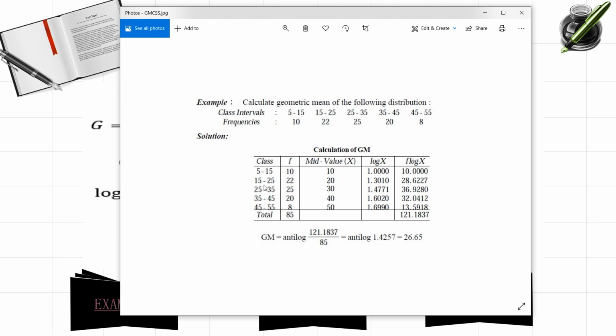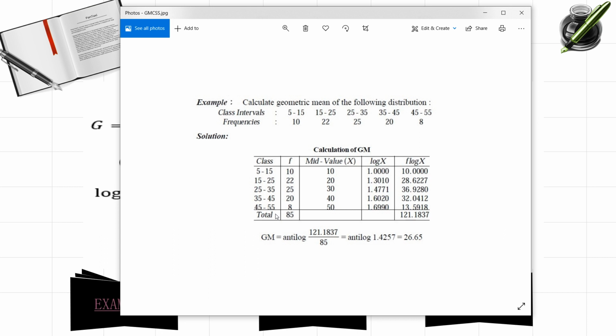Similarly, you can do this for the second class also, that is 15 plus 25, which is 40, divided by 2, we will get 20 here. This is how, first of all, we are supposed to find out the mid values of the classes, and then the logarithm of the mid values. After that, in this table, you are supposed to multiply the second column with the fourth column to get f log x values. After getting f log x values, do the total of that column and also find out the total of frequencies.